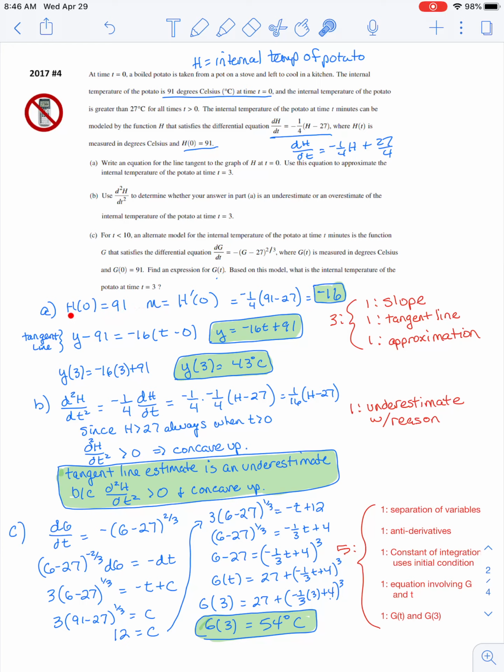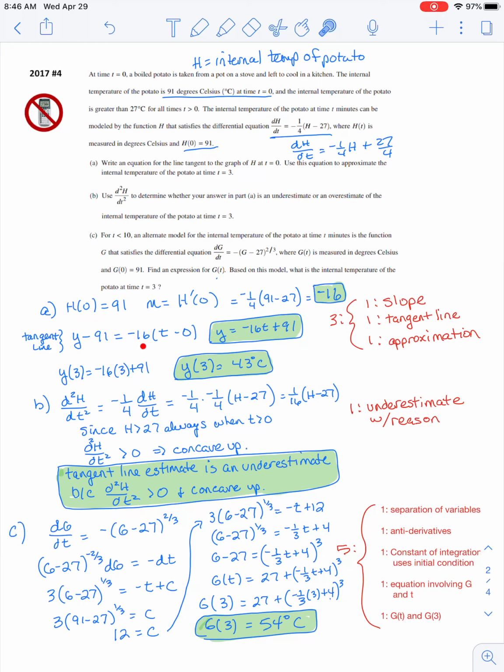So, as always, with a tangent line, we need a point and a slope. The point's given as (0, 91). The slope, h prime of 0, we will get from dh/dt. And when the time is 0, h is 91, so we plug a 91 in for h. A lot of people struggle just right here knowing what to plug in here. h prime of 0 is when t is 0, but in dh/dt the variable is h, so we have to plug 91 in for h when t is 0. So it's negative 1/4 (91 minus 27). You get negative 16 for the slope.